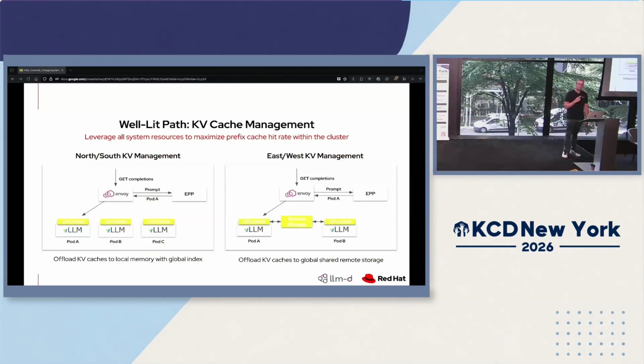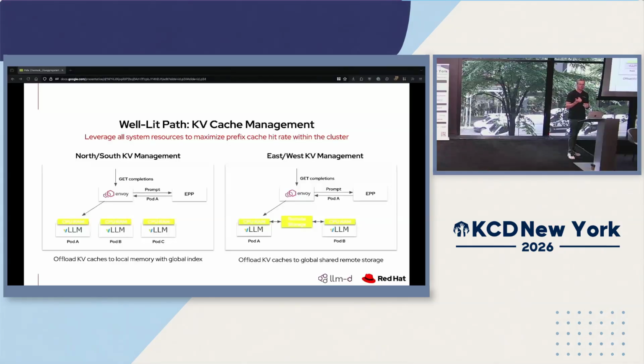So the KV cache management well-lit path, this is basically a way in which the system can help you manage that KV cache. One side of KV cache management is how do we offload that cache in a vertical way. Think of a GPU filling up, and llm-d can drop those cache blocks into cheaper local RAM, CPU RAM versus GPU RAM. And again, the EPP has the global index of the memory. So if the prompt hits Envoy again, then it can just pull the cache right back up.